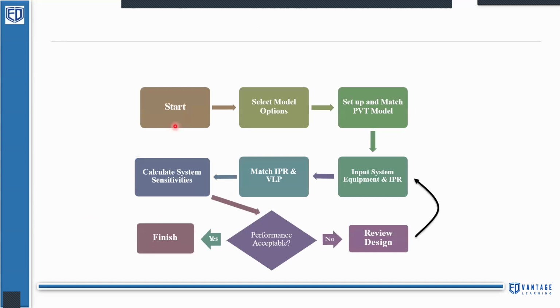So when we start, we will select the model options in the simulation software. Then we set up and match the PVT model, which is very important. Then we go for inputting system equipment and IPR relationships. Then we match IPR and VLP, which is very essential in going into the optimization procedure. Then we calculate system sensitivities, and then we get a performance, which is either acceptable or not. If yes, it is finished. If not, then again review the design and go back to system input. So we will be doing sensitivities like this.